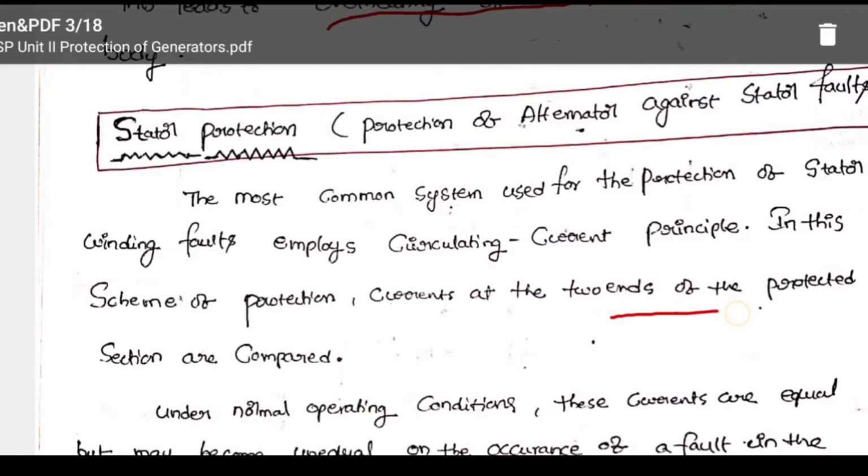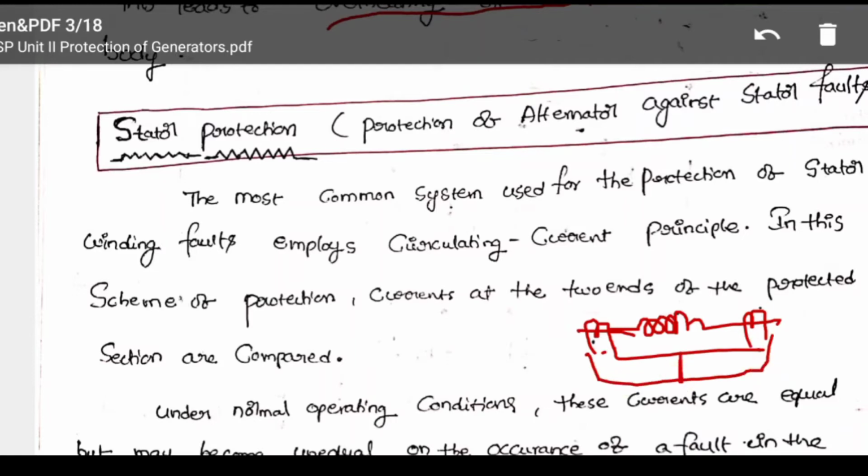In this scheme of protection, the currents at the two ends of the protected alternator are compared. This is the alternator generating the power, and current transformers are provided on both sides. The system to be protected is connected between the current transformers. Assume a single phase, single line diagram. Between the two sides we connect current transformers, which are connected by pilot cables, and a relay coil is provided here. This is the differential relay scheme, mostly used for protection of alternators, stator protection.